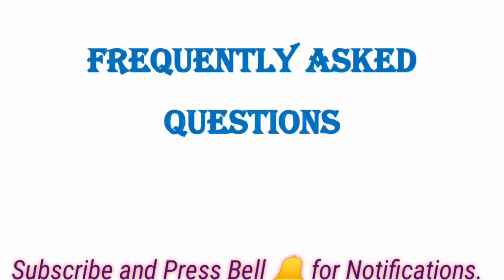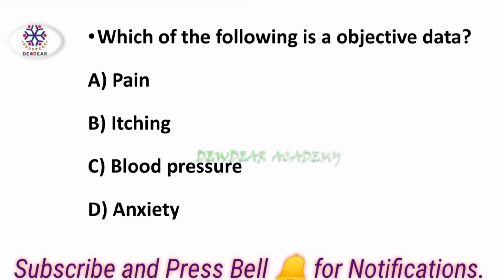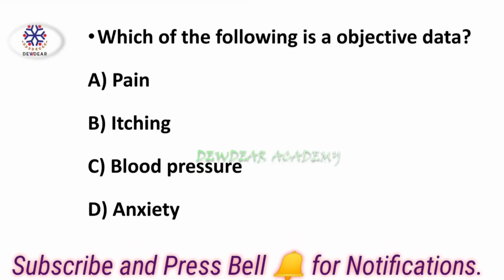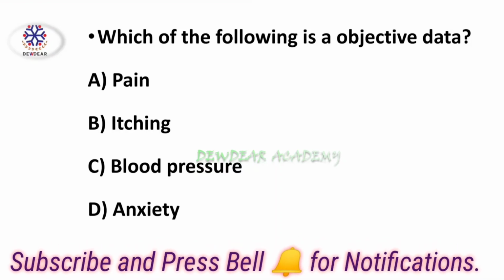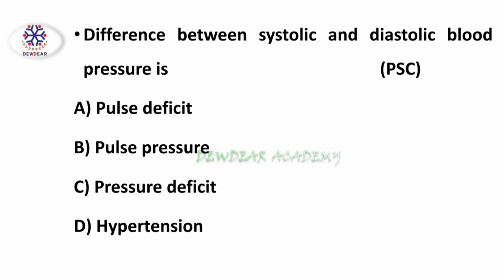The first question is, which of the following is an objective data? Options: pain, itching, blood pressure and satiety. Here the right answer is blood pressure. All others are subjective data. Difference between systolic and diastolic blood pressure is, options: pulse deficit, pulse pressure, pressure deficit, hypertension. And the right answer is pulse pressure.